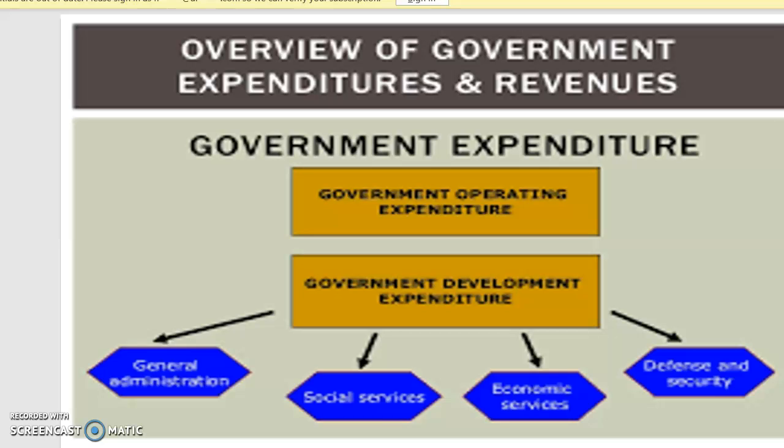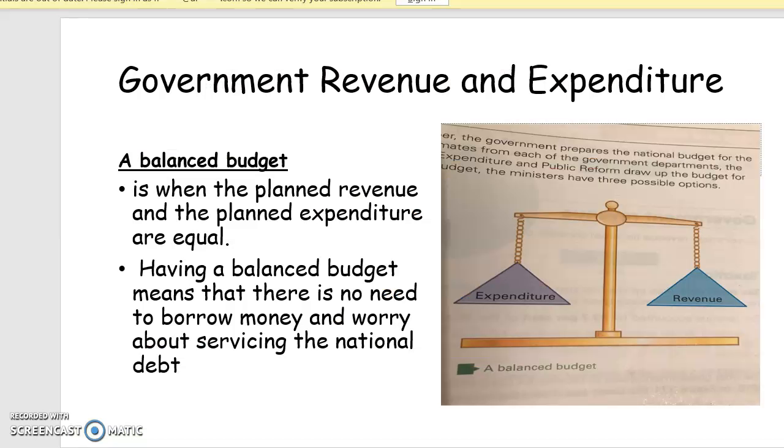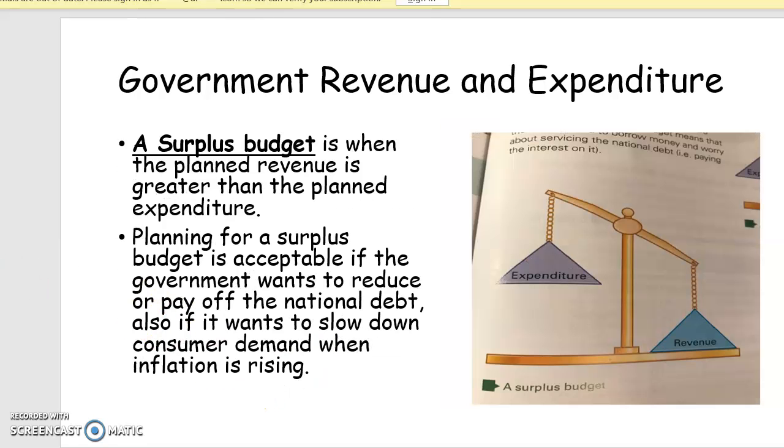Chapter 17, Government Expenditure, Revenue and Expenditure. So, a balanced budget, as you can see here in the picture with the balance, means expenditure is equal to revenue. A balanced budget is when planned revenue and planned expenditure are equal. This happens when they're both at the same level. Having a balanced budget means that there is no need to borrow money or worry about servicing the national debt.